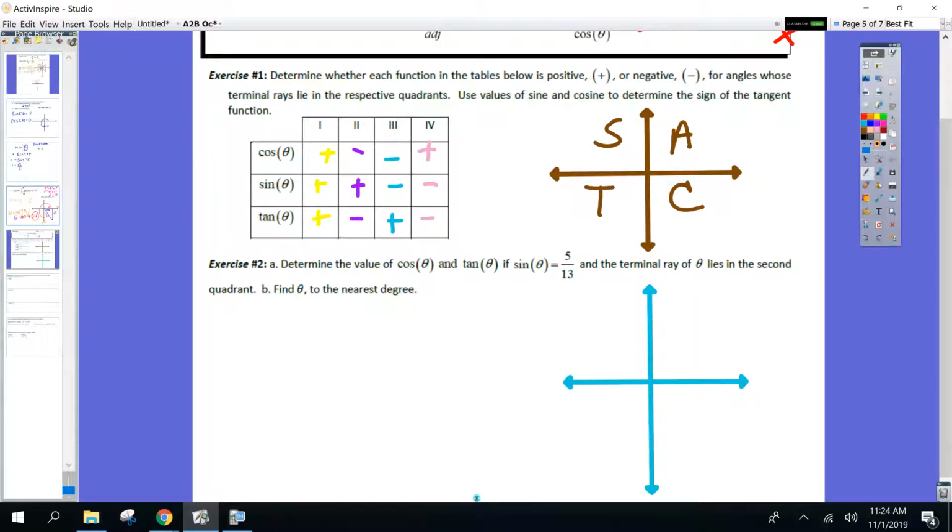Same thing we've been doing. Ready? Find the value of cosine and tangent. I'm in the second quadrant. Draw your right triangle. And if you're feeling really crazy, put the 5 and the 13 in where you think it should go.